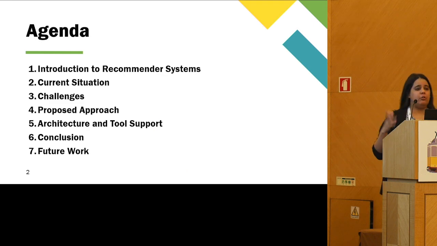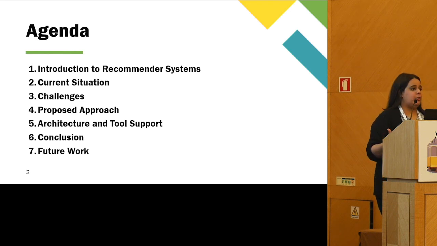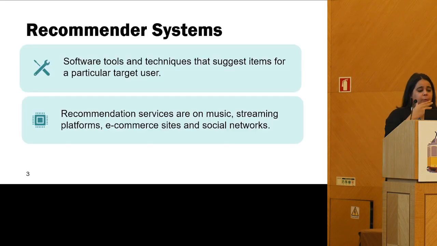First, I'm going to introduce recommender systems and a little bit of the context where we're going to use them, the current situation we have, some challenges, the proposed approach, architecture and tool, and a conclusion and future work. So recommender systems are software tools and techniques that suggest items that are relevant for a particular user. And as we know, these recommender systems today are available in Netflix, recommending movies, and other sites for music like Spotify and so on.